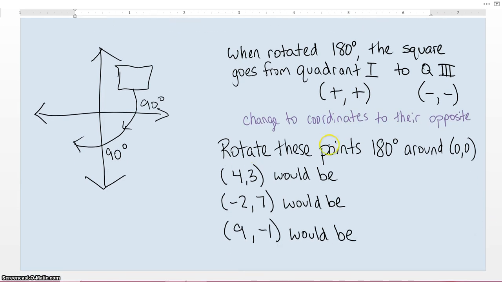So try to rotate. I'll do one with you, then I'm going to have you pause and see if you can do these. So 4, 3, they're both positive. We just need to change the coordinates to their opposite. So the new point here would be -4, -3. What we probably should have done is says that this was point A, so our new point would be A prime. Okay, let's make this B, this C, and I want you to pause the video, find B prime and C prime, and then start it up again to check yourself.